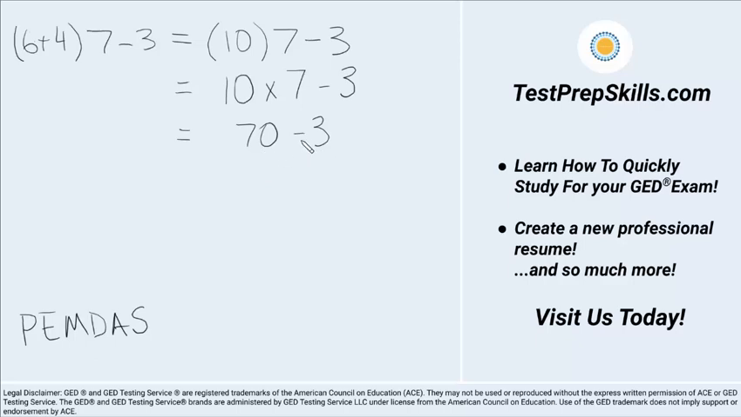We only have one operation left. Now, I am going to go back down to my PEMDAS, and it tells me that next I need to do my additions and subtractions. But honestly, I only have one operation left. I can just solve it. But I did follow PEMDAS, and my last operation is a subtraction. So let's go ahead and just do that. 70 minus 3 gives me 67, and that's my answer.